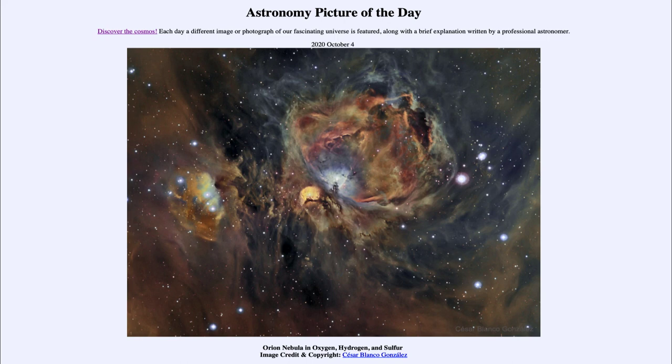So that was our picture of the day for October the 4th of 2020. It was titled Orion Nebula in Oxygen, Hydrogen, and Sulfur.